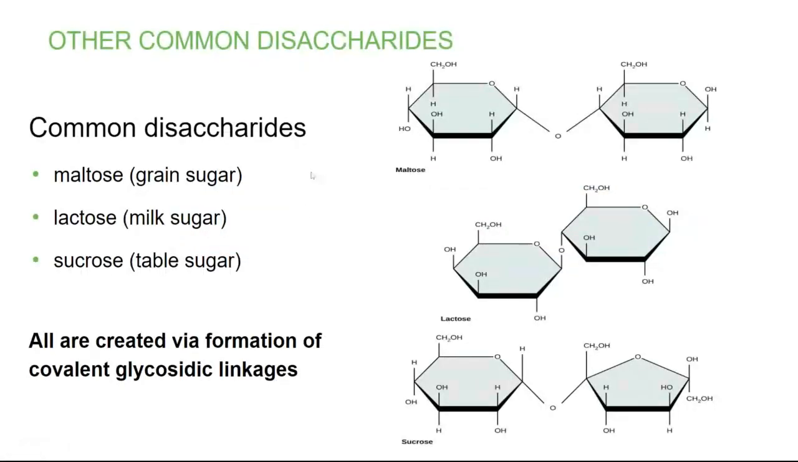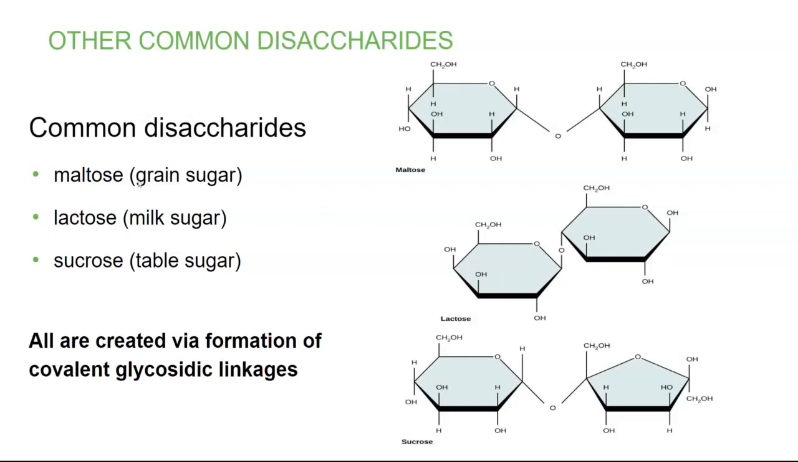All right, so some common disaccharides are lactose. We already went over lactose. Lactose is made up of galactose. Sucrose, table sugar. Sucrose has glucose and fructose combined. So table sugar, sucrose, is glucose and fructose. Lactose is going to be two galactoses.